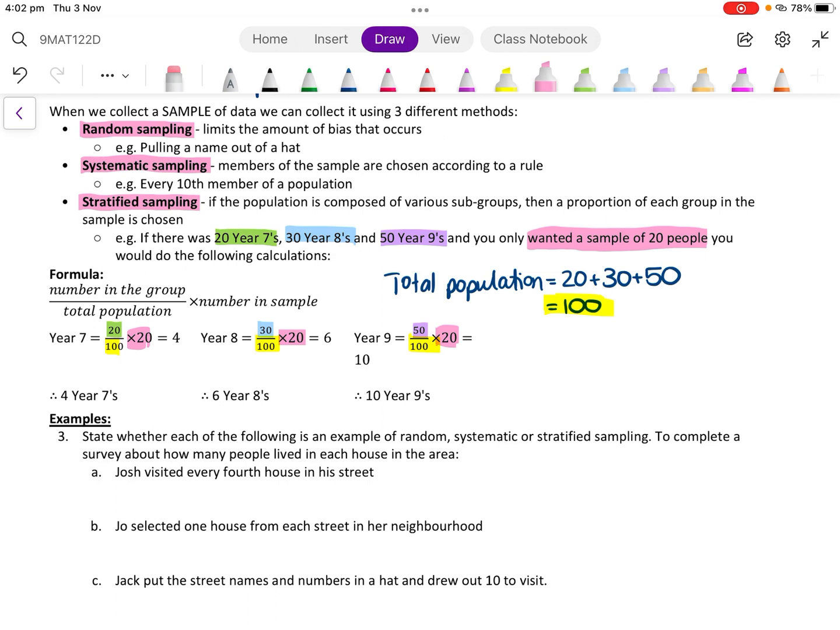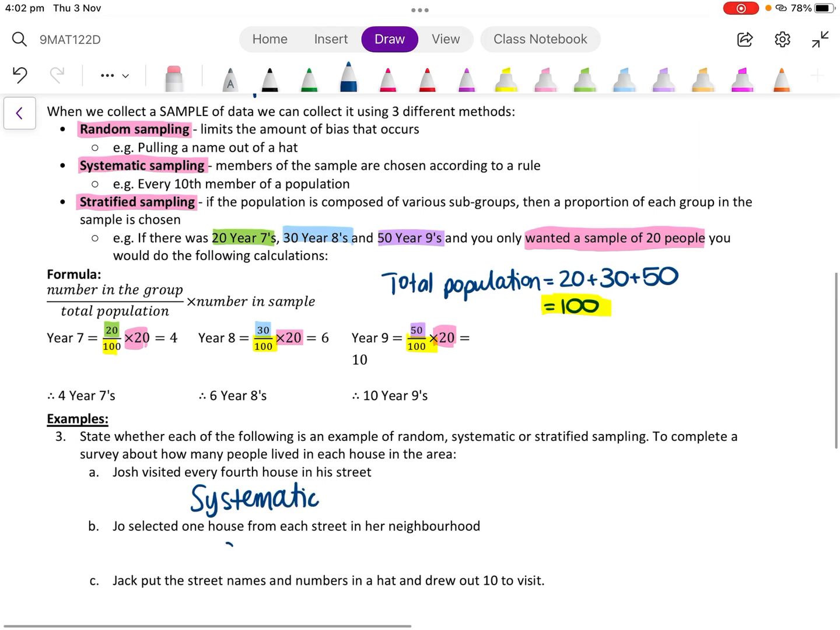Pause this video and have a quick class discussion. Okay, I'm hoping that when you discussed this, you decided that when Josh visited every fourth house in his street, this was an example of systematic sampling. When Jo selected one house from each street in her neighbourhood, this is an example of stratified sampling. And when Jack put the street names and numbers in a hat and drew out 10 to visit, this is an example of random sampling.